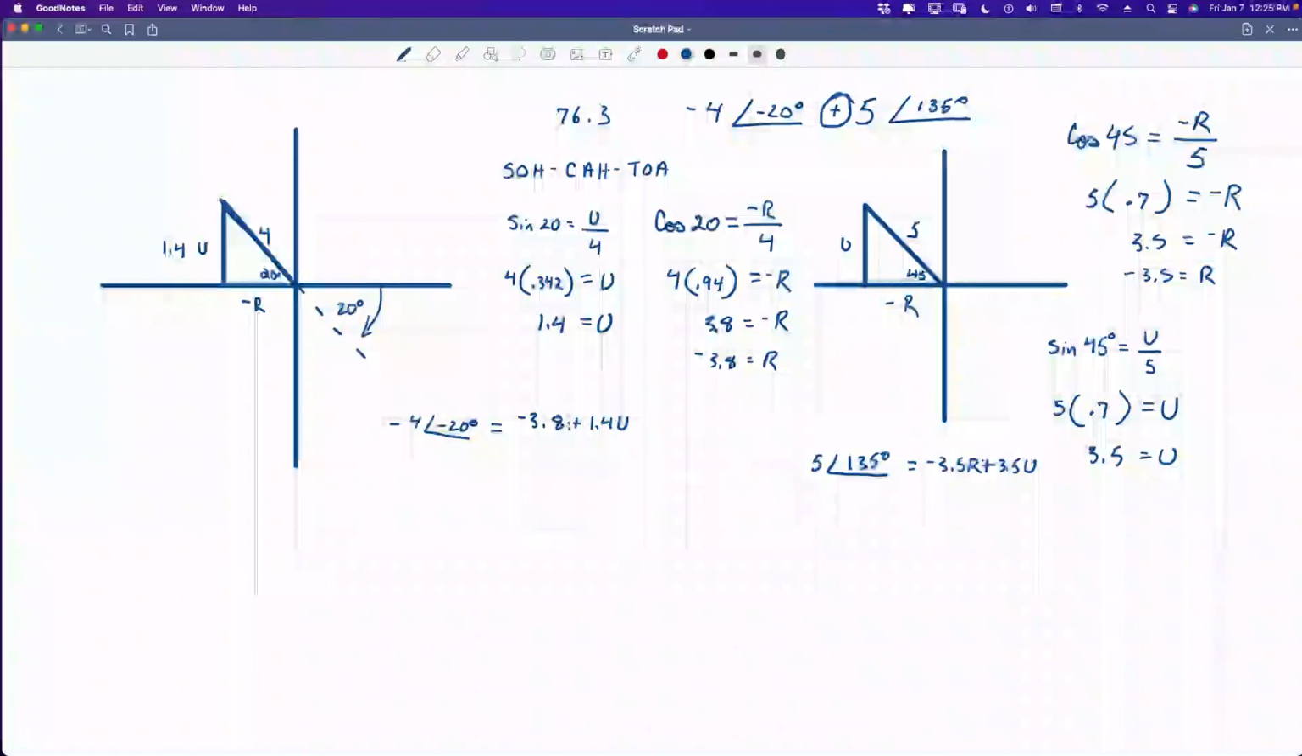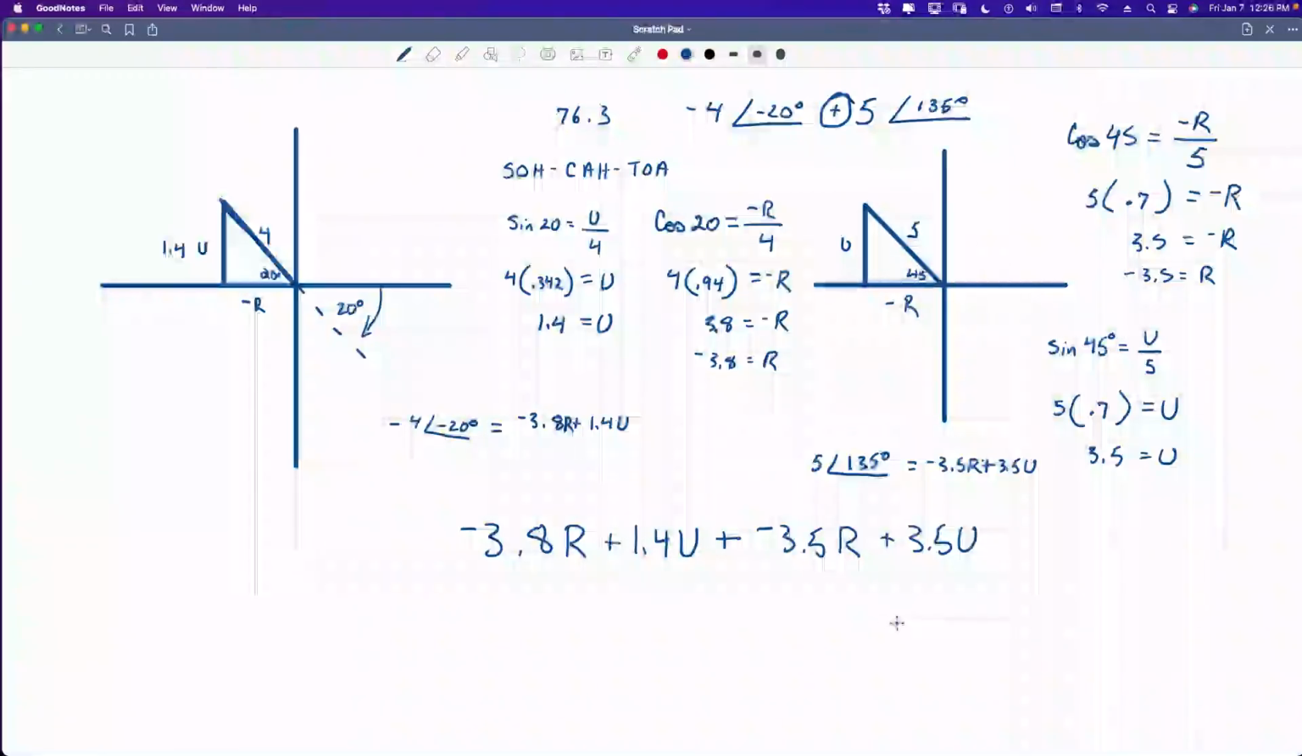Now, this is where we actually do this part of the equation, where we add them together. So we put, I'm sorry, there should be an r right there. We put negative 3.8 r plus 1.4 u. I'm going to write that bigger so you can actually see what I'm doing. Negative 3.8 r plus 1.4 u, that's the first number, and we're going to add them together. That's this operation here. Negative 3.5 r plus 3.5 u.